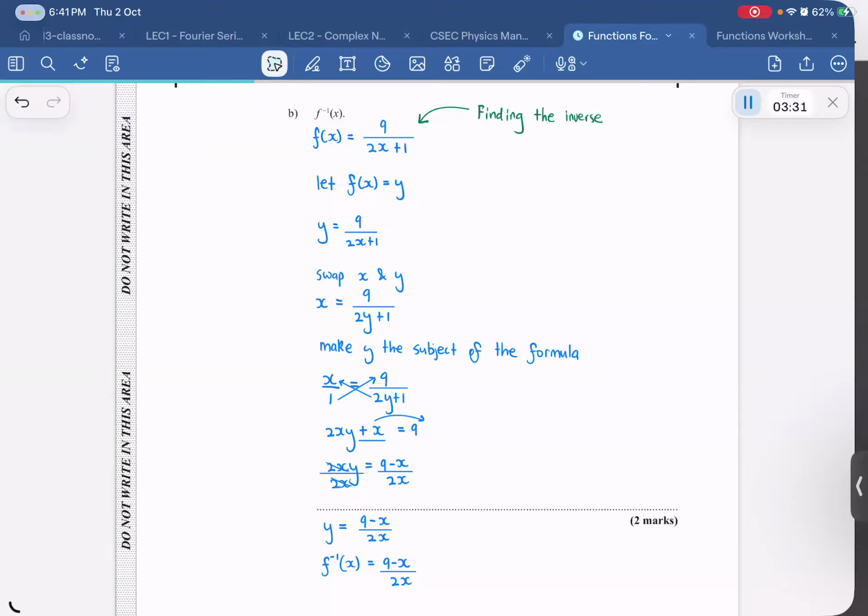Physics tomorrow. Add maths. Oh my goodness, how do you remember that? I remember add maths. Oh gosh, I should never say nothing. You should not say nothing, honestly.